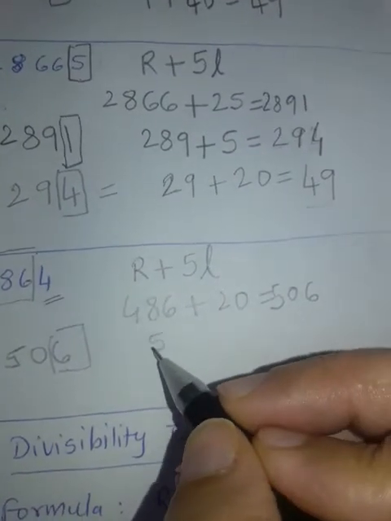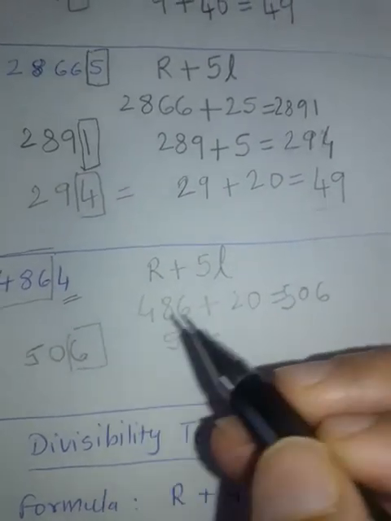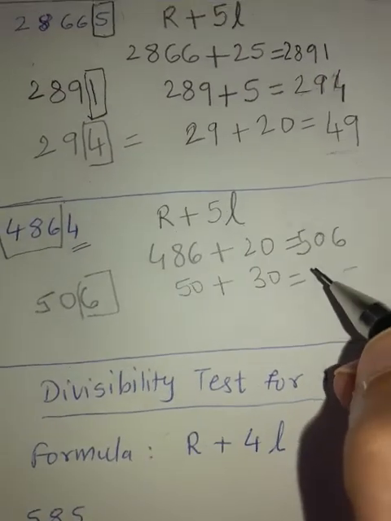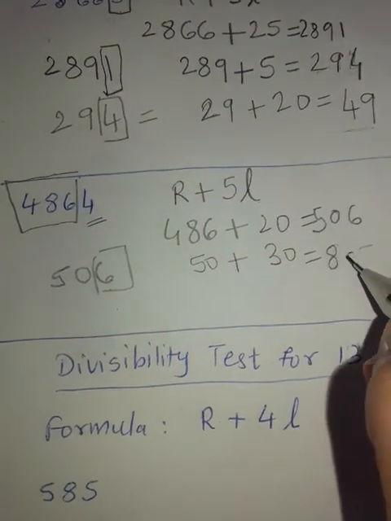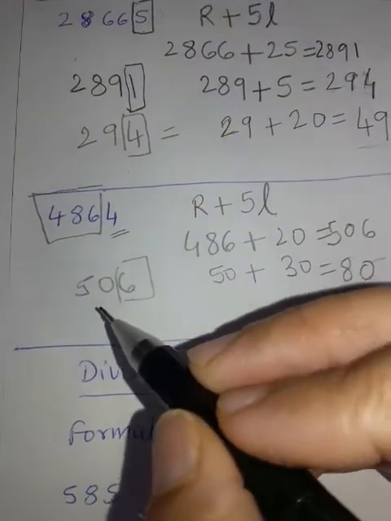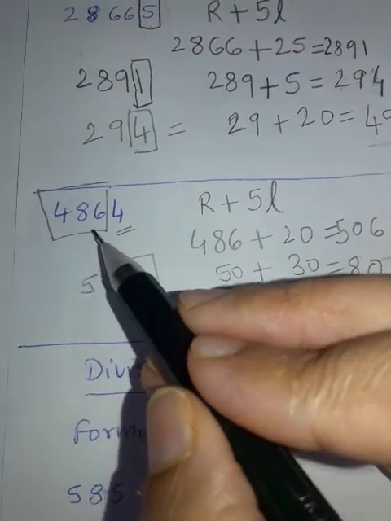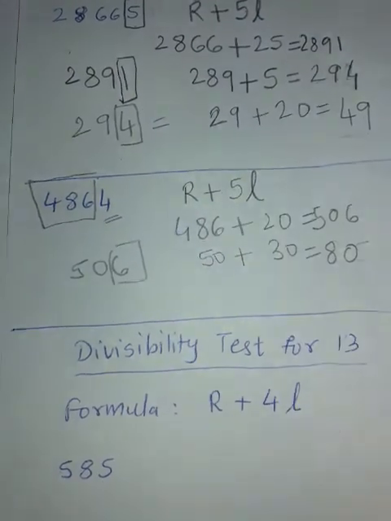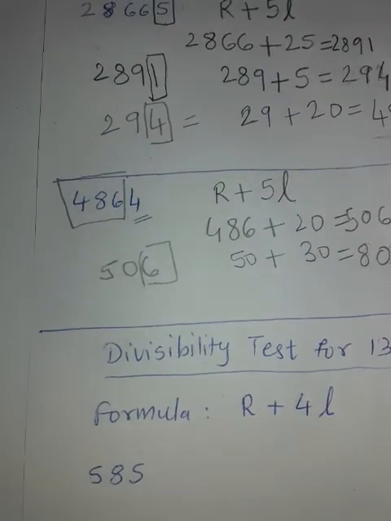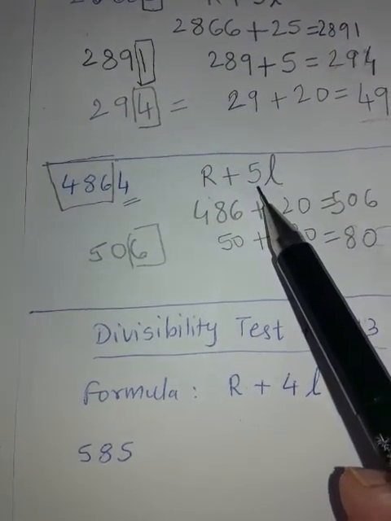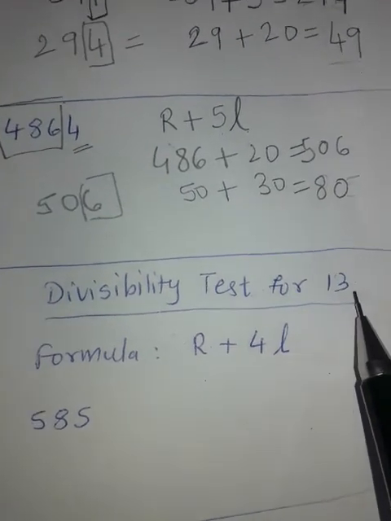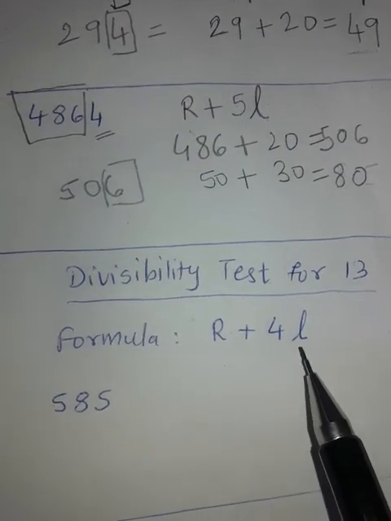Remaining number is 50. 5 6s are 30. 50 plus 30 is 80. 80 is not divisible by 7. So this number 4864 is not divisible by 7. So clear? What was our formula? R plus 5L. Now see, formula for divisibility test of 13 is quite similar. It is R plus 4L.